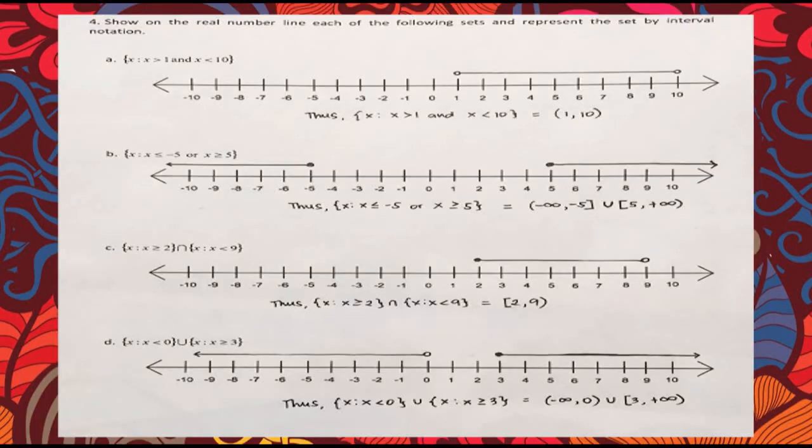Alright, let's go to number 4. Show on the real number line each of the following sets and represent the set by interval notation. So, here are the answers. First, x such that x is greater than 1 and x is less than 10. So, this is your number line. Atong i-locate ang atong points.